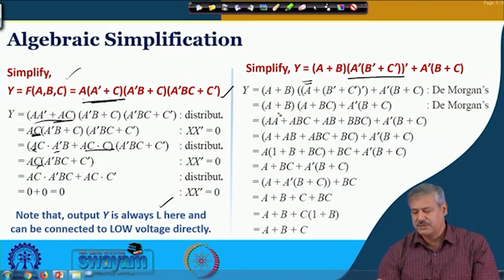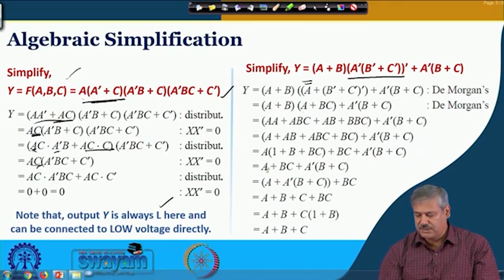Okay. So, this expression then becomes A plus B ANDed with A plus BC, and this was what it was. So, if you just get the product of this, then this is AA, ABC, AB plus BBC. So, this is the corresponding term over here, and if you take A out, then 1 plus the rest of the terms, and we know from the null theorem, if 1 is there, the rest of the terms are of no use.